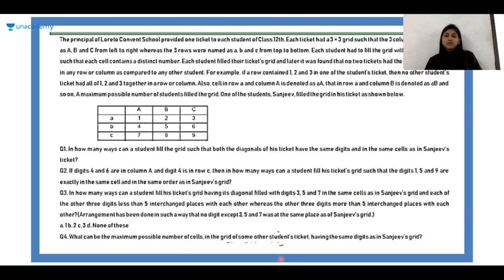I think it can be only 5. Like in the first case, we took all the diagonals as same digits. But if you took any one more number as same as Sanjeev's, you would not have got it right. You would have violated the condition.